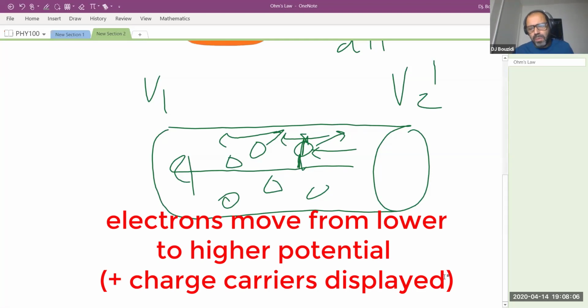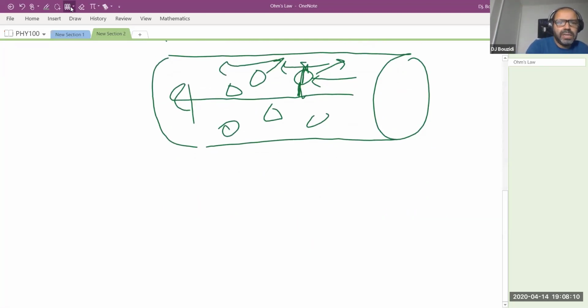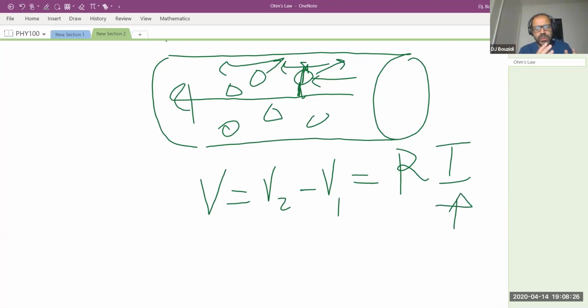Mr. Ohm came up with a law that basically boils down to the following: the difference in voltage across, which is V2 minus V1, the difference in potential, is equal to a property of the material, the resistance, times the current. So I can find the current that flows in a portion of a wire if I know its resistance and the difference in potential.